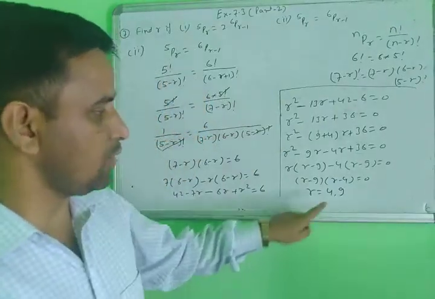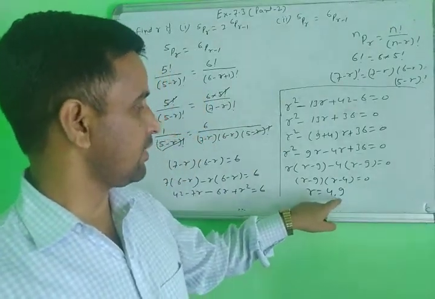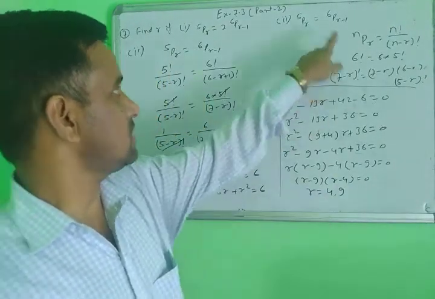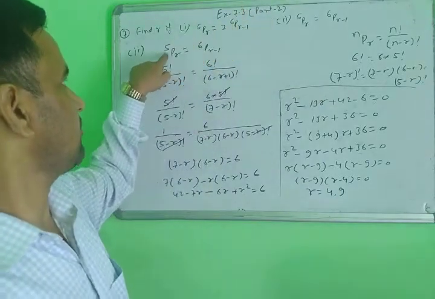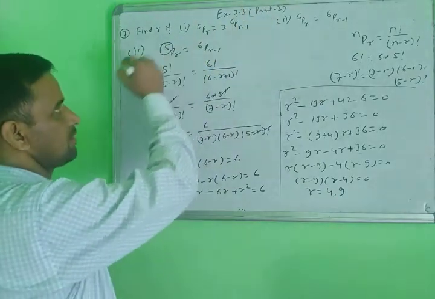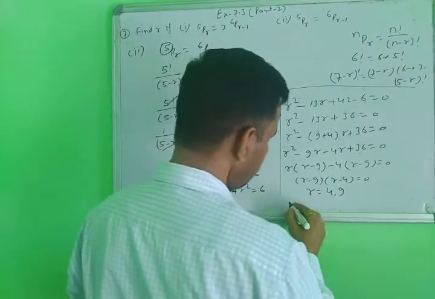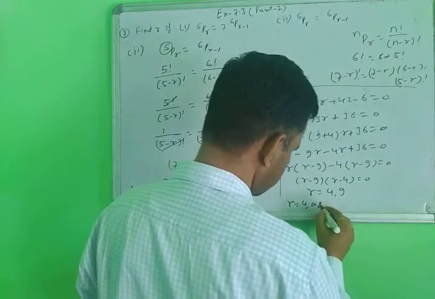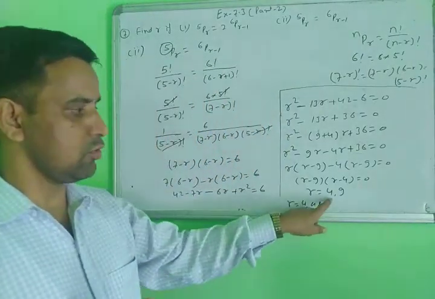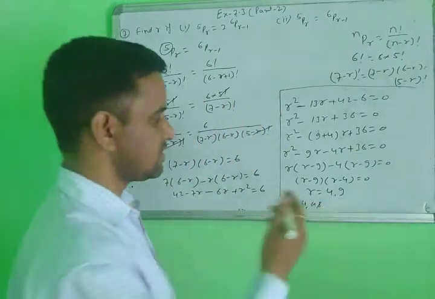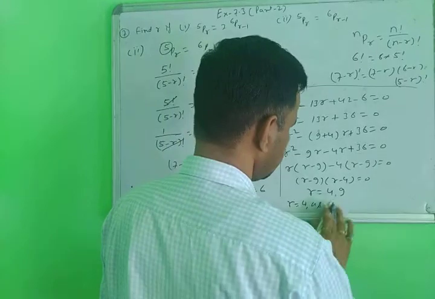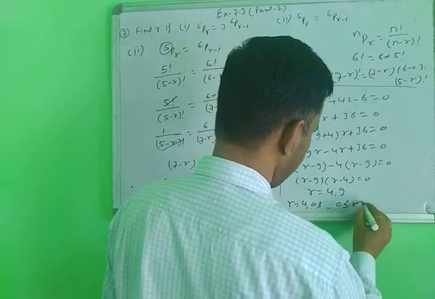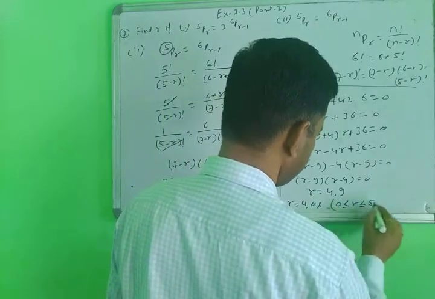But what is the true value of r? It is 4 and 9, but according to this condition, the maximum value of r is 5. Then the value of r equals 4, because we will take only 4, not 9, because 0 is less than or equal to r, which is less than or equal to 5 in this condition.